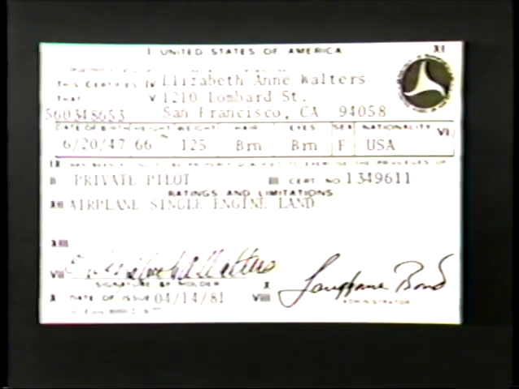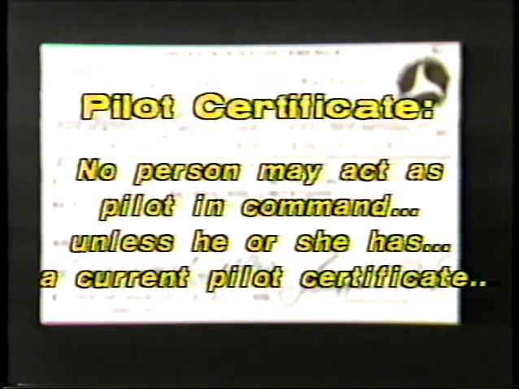Part 61.3, Requirements for Certificate Rating and Authorization. Pilot certificate. No person may act as pilot in command or in any other capacity as a required pilot flight crew member of a civil aircraft of United States registry unless he has in his personal possession a current pilot certificate issued to him under this part.